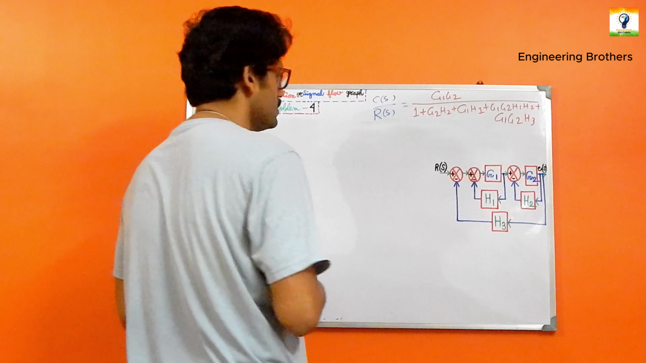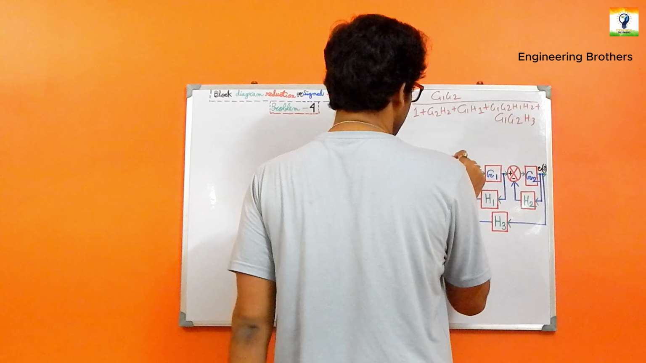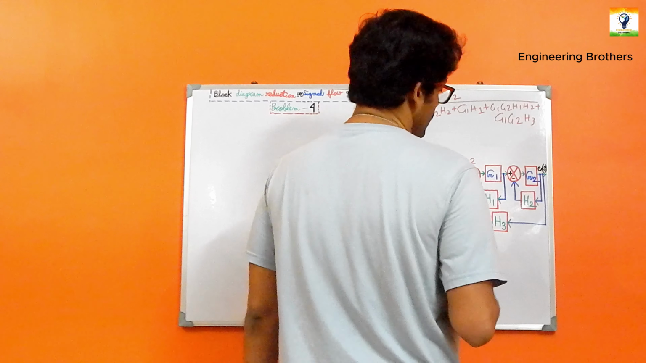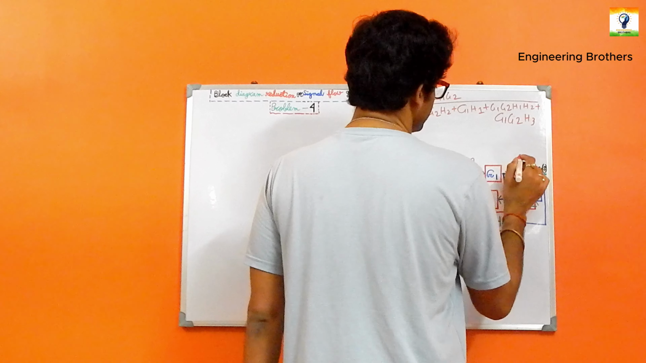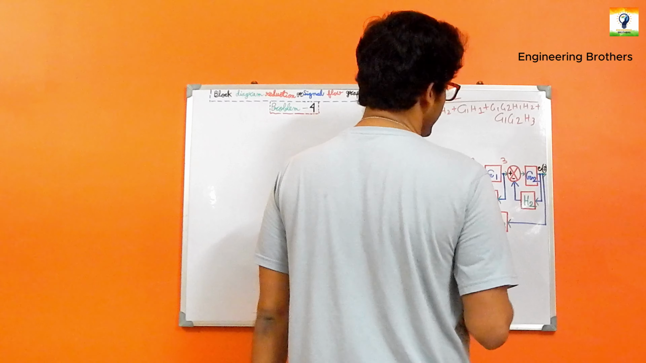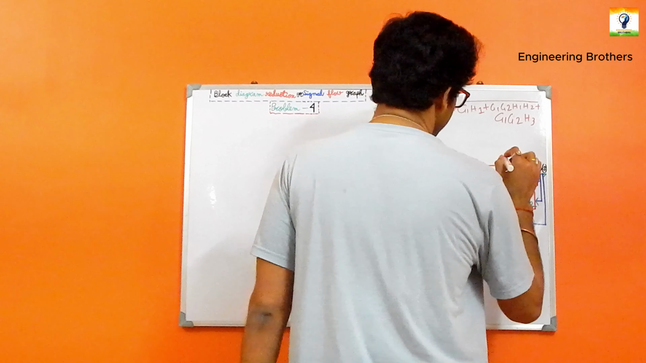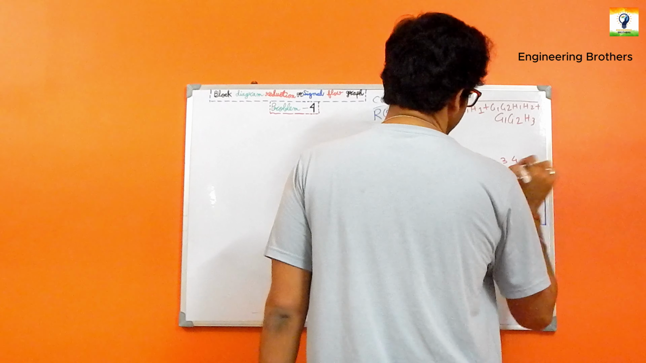First of all, note down our nodal points. The summing point will be 1, this one will be 2, and as the take-off point is present in front of our summing point, that take-off point will be considered a separate node compared with our summing block, which has been considered as 3. This summing block will be considered as 4, and this will be our C(s).